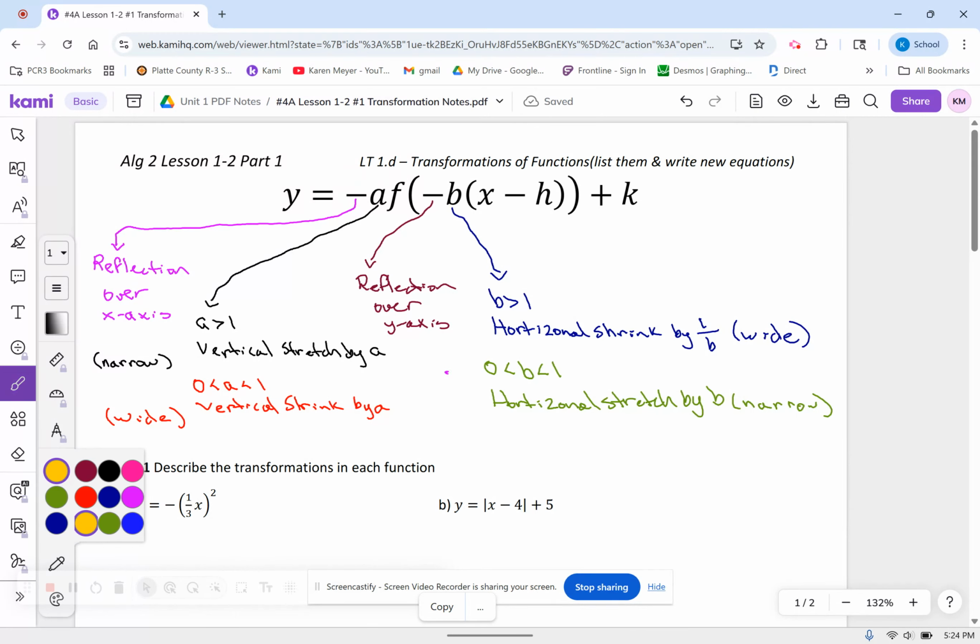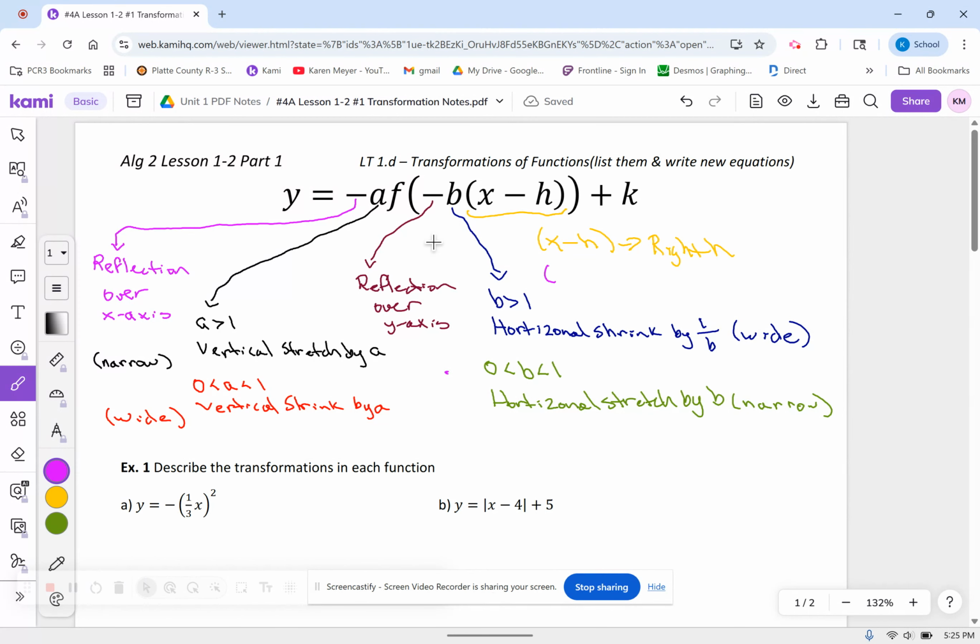Okay, moving on. The next thing we have is the parentheses here. We have x minus h. If you see x minus h, it could be x plus h, so it just depends. But if it's x minus h, then you're going to go to the opposite because it's inside. So you're going to go opposite and you're going to go to the right. Because most people look at it as a negative h and they think you go to the left. But you have to remember, if it's inside the parentheses, it is backwards of what it looks like.